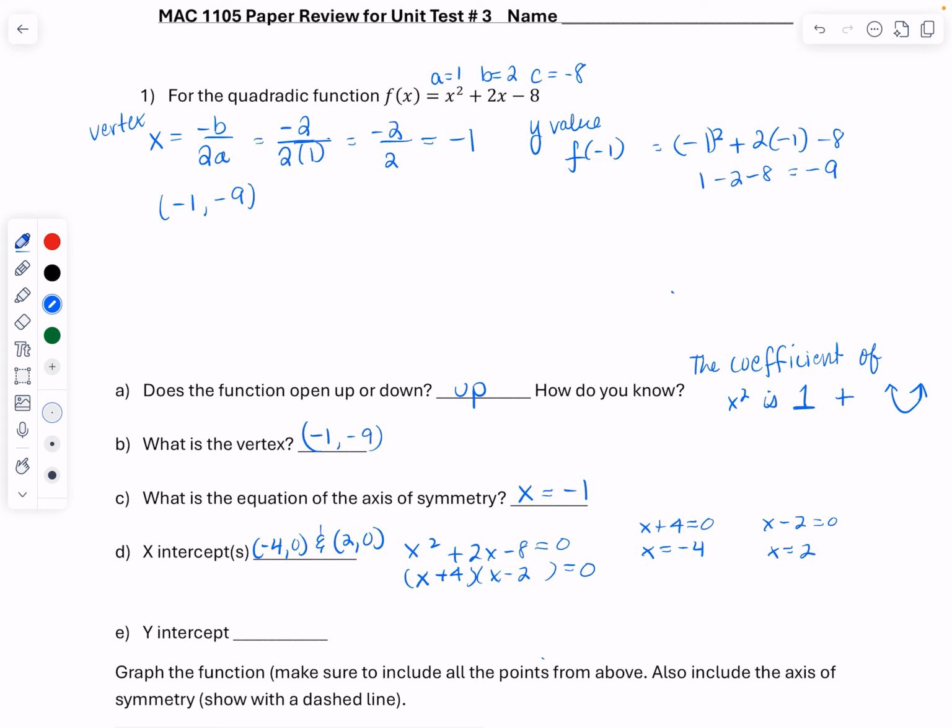My y-intercept: I let x equal 0 in the original equation. So I get y equals 0 squared plus 2 times 0 minus 8. So y equals negative 8. So the y-intercept is 0, negative 8.